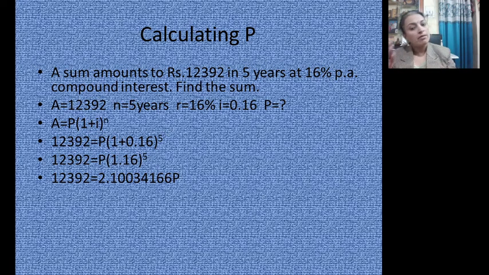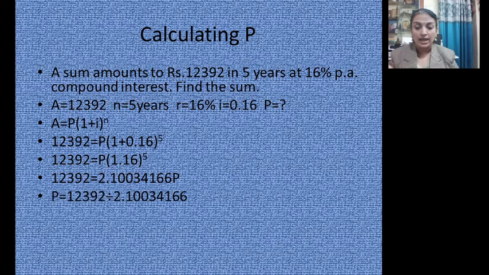It should be multiplied by P. So P is kept as P only, and now you are interested in calculating P. So P is equal to 12,392 divided by 2.10034166, as the multiplier is taken to the other side and it becomes divided by. Then you will get your P, that is 5,900. Hope you have understood how we have calculated principal with the help of the formula of amount.